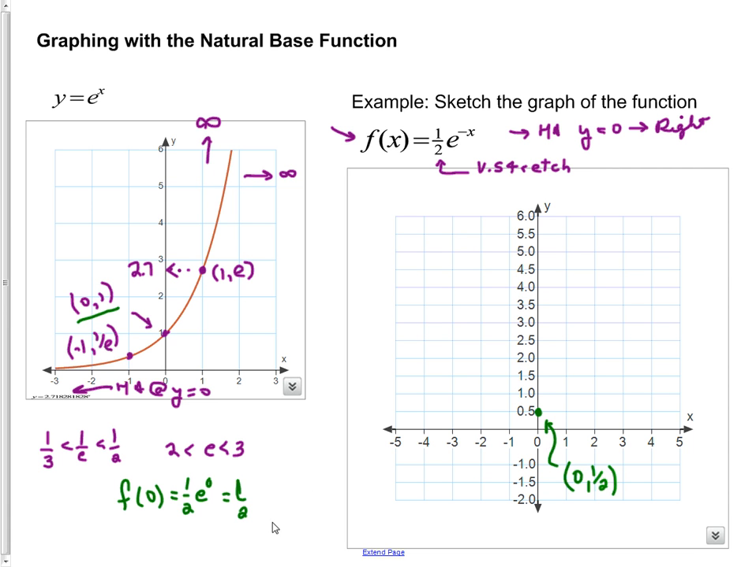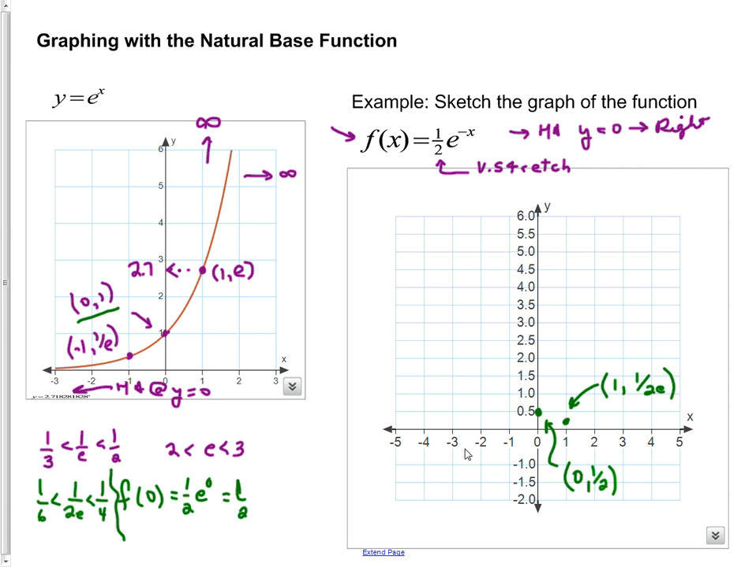If we were to put in 1, normally we would get 1 over e. But this time we're taking 1/2 times 1 over e. So at x equals 1, we're going to get the point, and we can express this as an exact value, as we should: 1 over 2e. Now that's somewhere between 1/2 times 1/2 and 1/2 times 1/3, so somewhere between a sixth and a fourth.